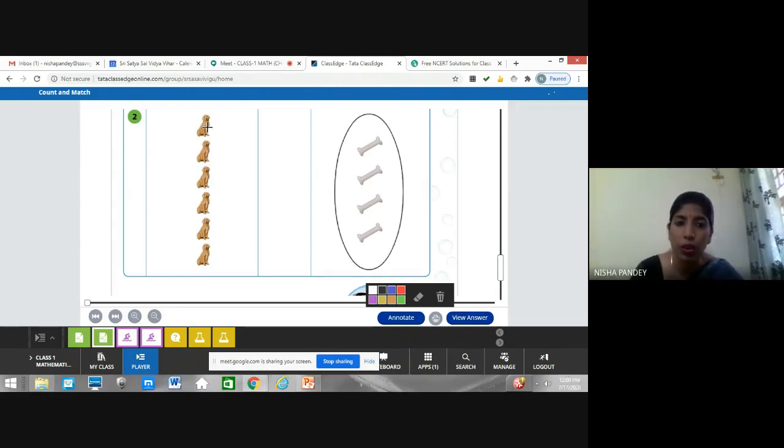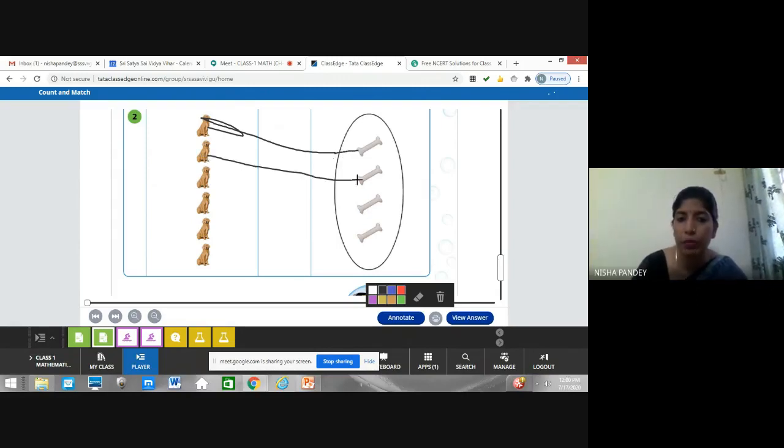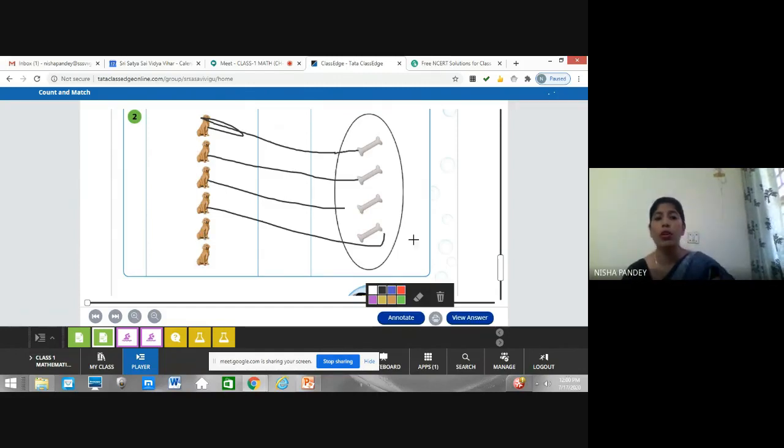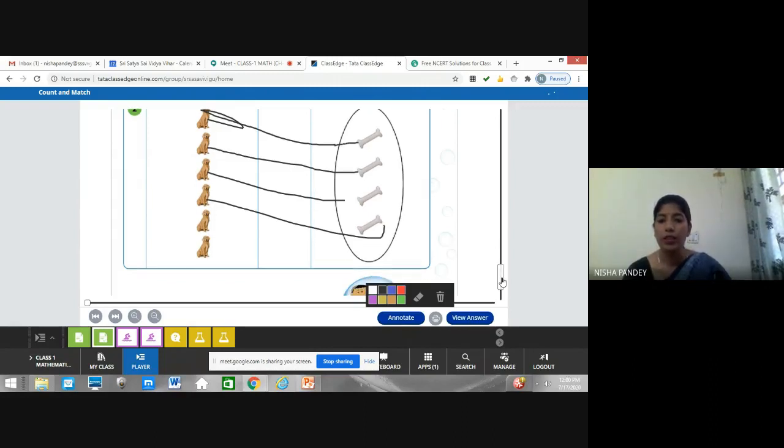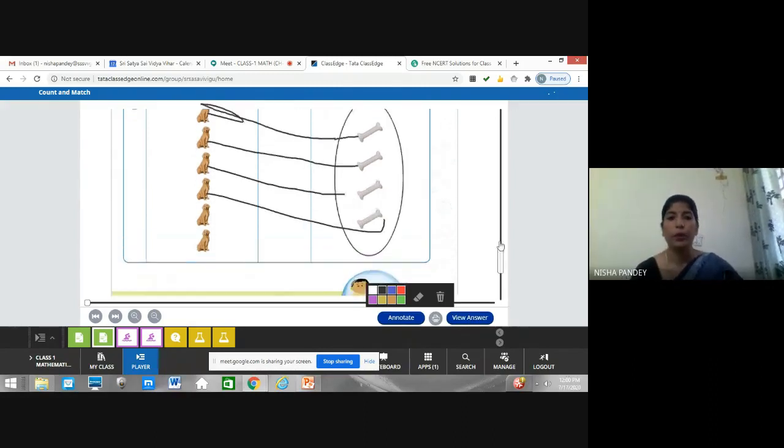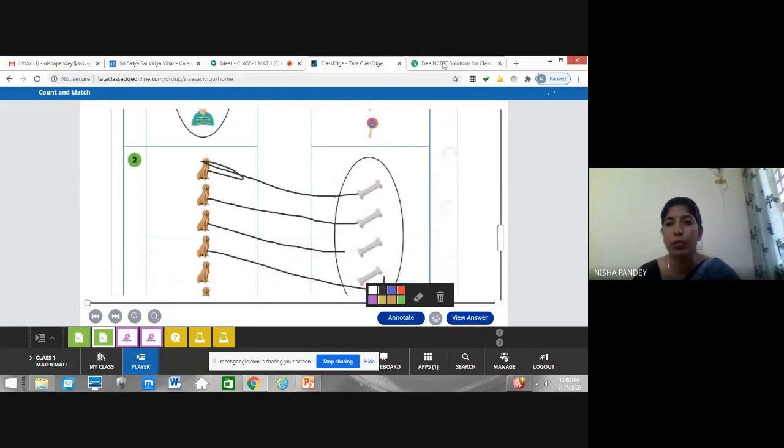So this dog is going to eat this bone, like this. So we'll match with this. Second will eat second bone. Third dog will eat the third one, and fourth is going to eat the fourth one. Now, again, two are left. It means six is two more than four, right? By pairing here, we can learn six is two more than four. Okay, let's come back to our NCERT book, children.